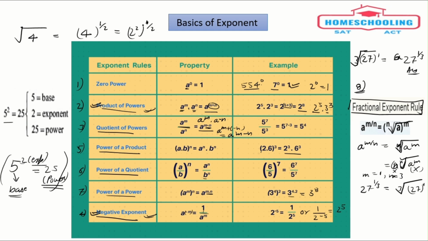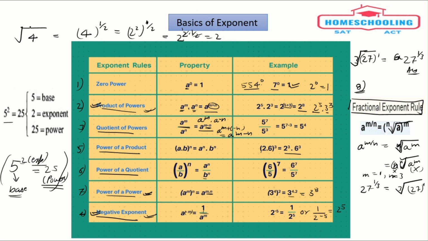Now what we're going to do here is use the power of power rule. So what is going to happen here? This can be written as 2 to the power 2 into 1 by 2. So this will get cancelled, and your answer would be 2.